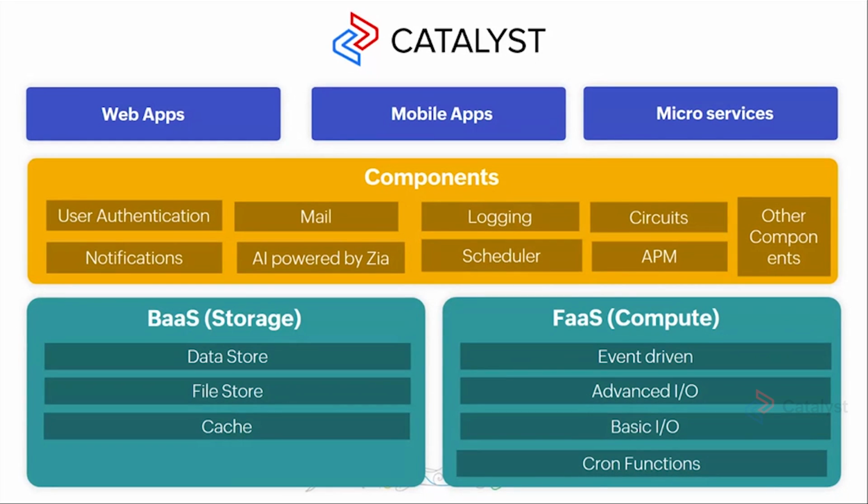There are the schedulers, the mail components, the notification, user authentication, and other components. Essentially, on top of this stack is what you build as a developer. You would build a web app. You can build a web app, a mobile app, and a microservice all on Catalyst.